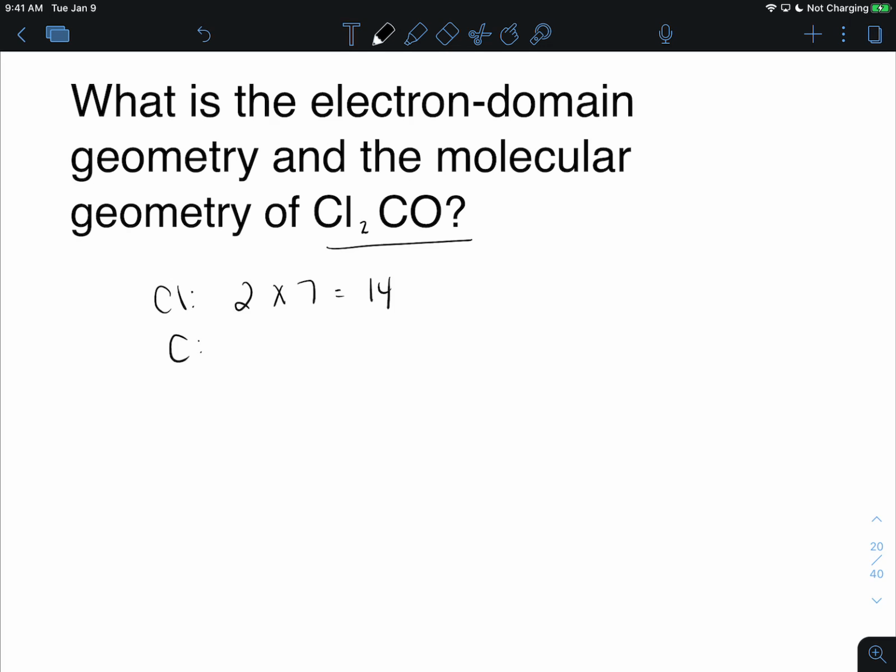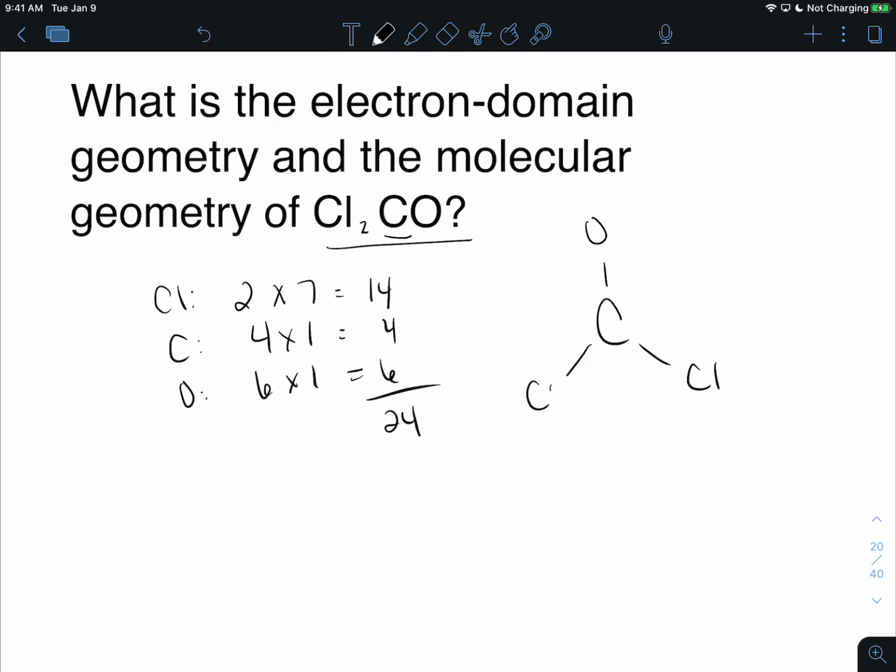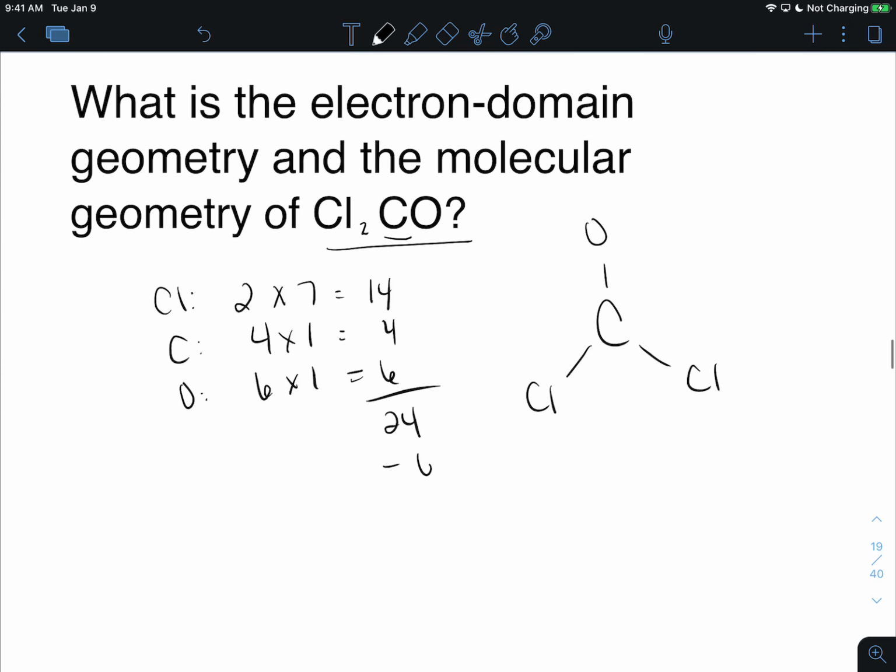Carbon has 4 electrons. There's only 1, so it gives us 4. And then oxygen is 6 electrons and only 1, so 6, giving us a total of 24 electrons to go around our structure. Our carbon will be our central atom. It's the least electronegative. And then we're going to write our oxygen and chlorines around here, and that accounts for 6 electrons, giving us 18 remaining electrons.